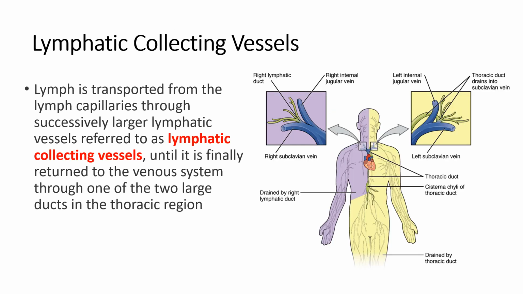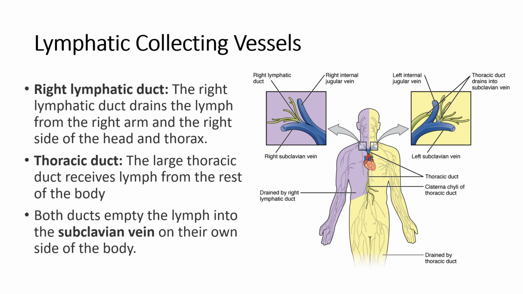Lymph is transported from the lymph capillaries through successively larger and larger lymphatic vessels, referred to as lymphatic collecting vessels, until it finally is returned to the venous system through one of the two large ducts in the thoracic region.